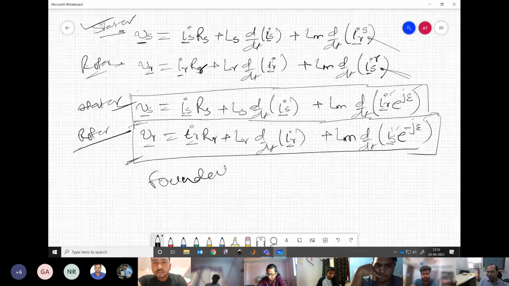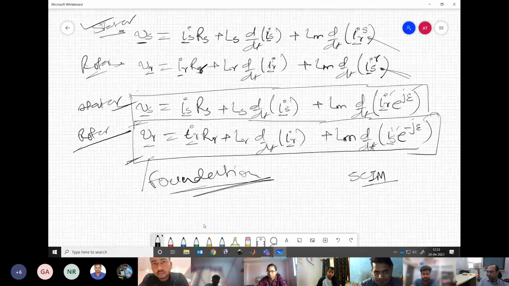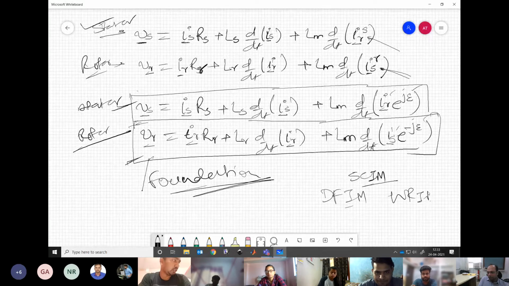Now what will happen? These terms will take specific forms according to which machine we are dealing with. For example, when we say squirrel cage induction motor, we obviously know that our Vr is 0, rotor is shorted. When we say doubly fed induction motor or wound rotor induction motor, we know that it is not 0, Vr is non-zero.